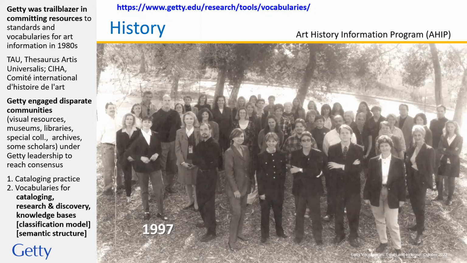Anyway, I use this as a background to point out that the Getty was a trailblazer in committing resources to standards and vocabularies for art information beginning in the 1980s. And we were building on the work of others, such as Tau, the Thesaurus Artis Universalis in Europe. The Getty engaged disparate communities, visual resources, museums, libraries, special collections and archives, and some scholars, and under Getty leadership reached consensus on what should be best cataloging practice in categories for the description of works of art, and also how to create vocabularies.